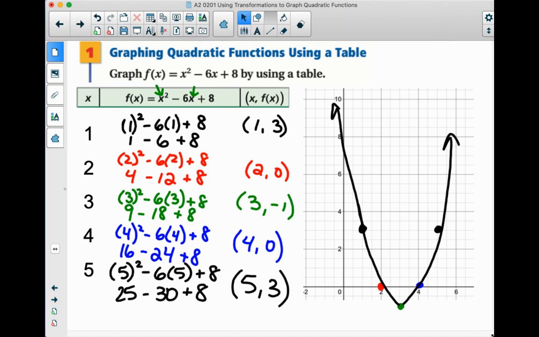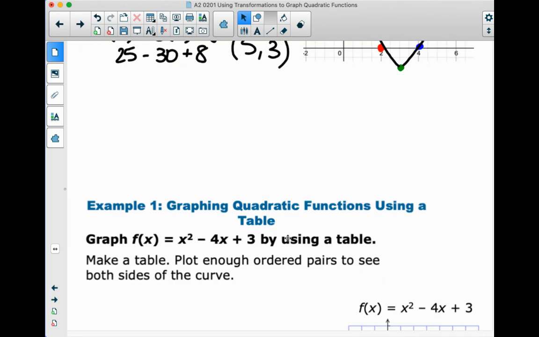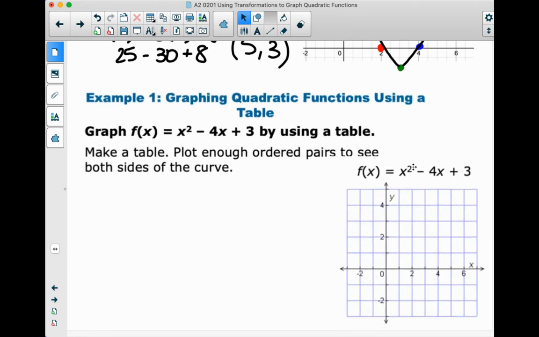So I got to pause it there because I ran out of room on this length of time video. But I do want you to try graphing the next one here. So I have a table set up for it. Well, actually, I didn't give you a table. You can choose your own values and try it out.